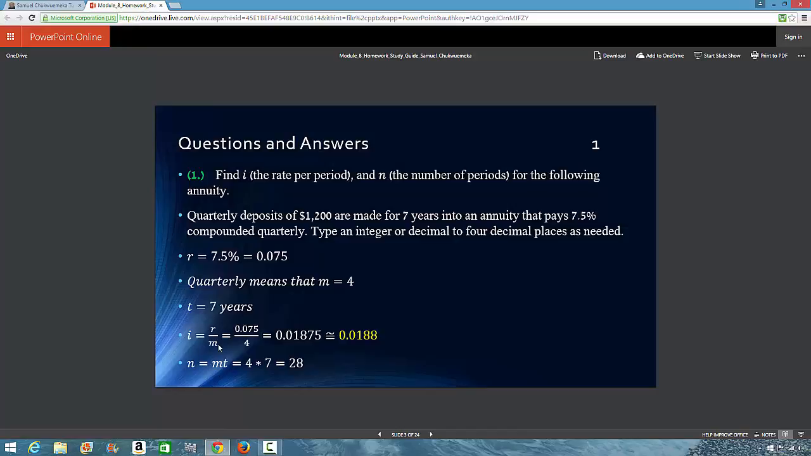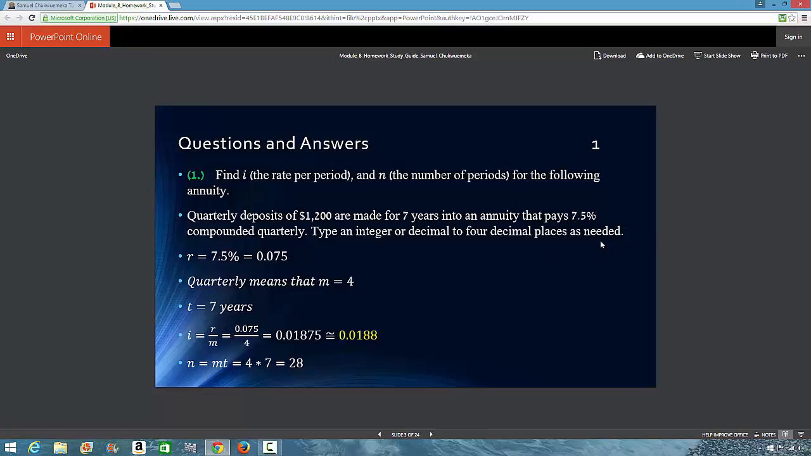So basically what you do in this module, as well as what you did in the Module 7 homework study guide, is just use the formulas, substitute the variables correctly, and then do the calculations correctly. The formula is I equal to R over M, and when you do that you get 0.0188, approximately 4 decimal places. Okay, 4 decimal places as needed.